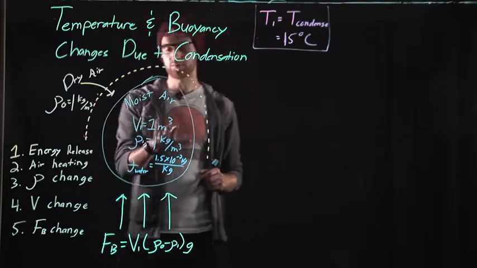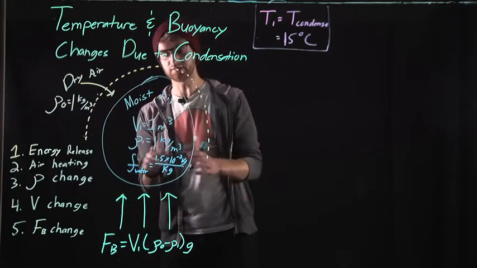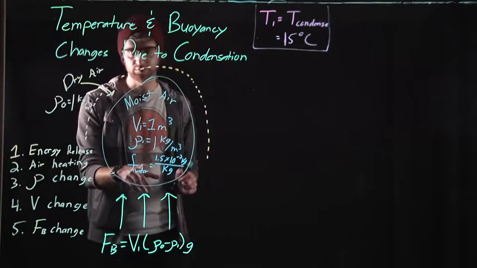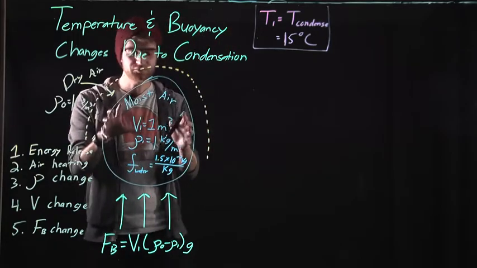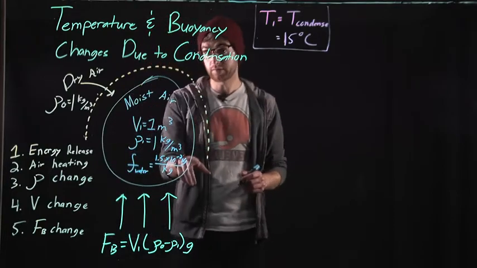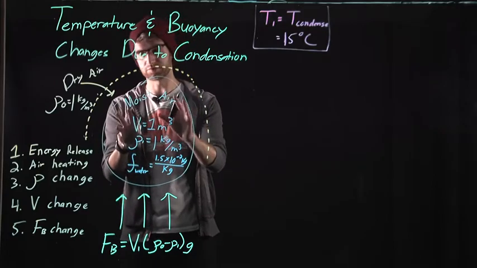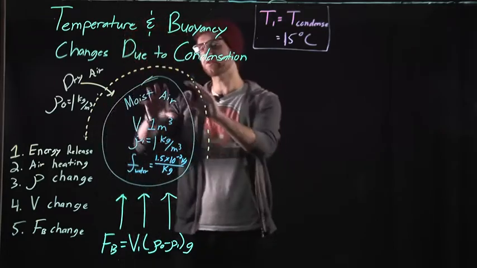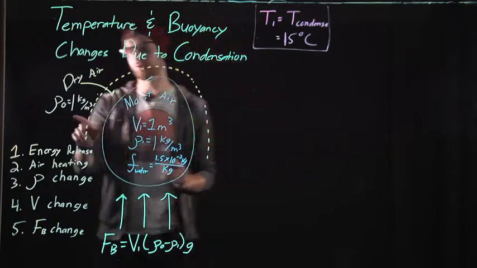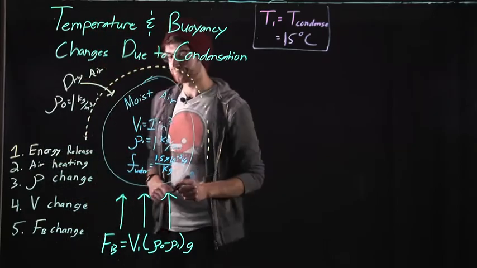It has a volume of 1 meter cubed and a density of 1 kilogram per meter cubed. It has a water fraction, meaning that in this parcel of air, there are 1.5 times 10 to the minus 2 kilograms of water per kilogram of this parcel of air. Let's say that this parcel of air is surrounded by dry air with a density of rho naught equals 1 kilogram per meter cubed.